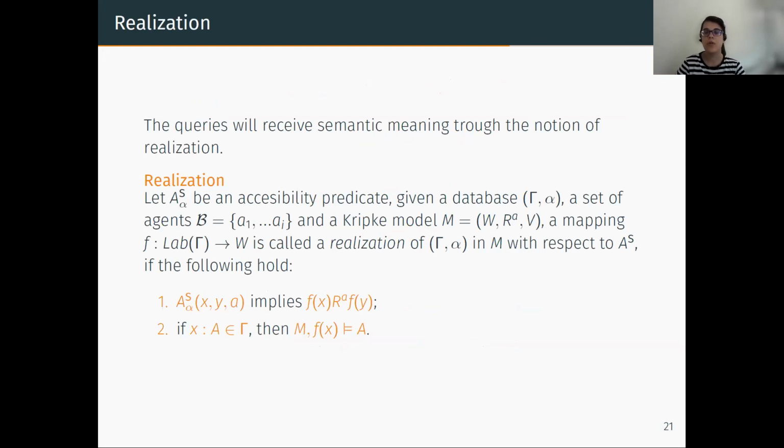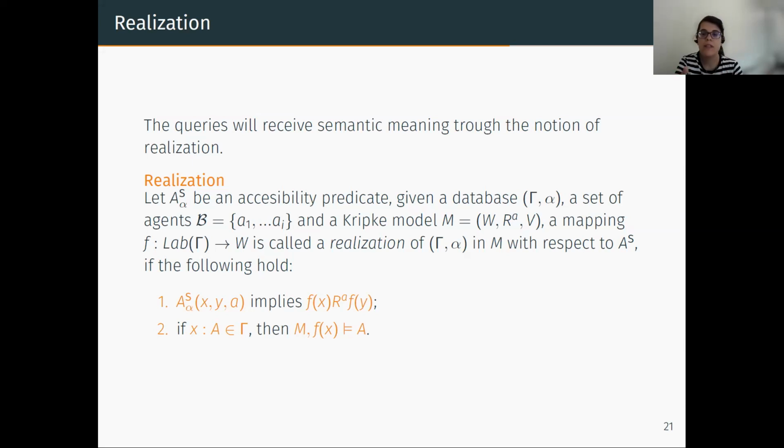So all of this is going to receive a semantic meaning through the notion of realization. A realization is a function. Let AS alpha be an accessible predicate. We have our database, we have our set of agents, and we have a predicate models that has a set of worlds, an accessibility relation for each agent, and an evaluation function.